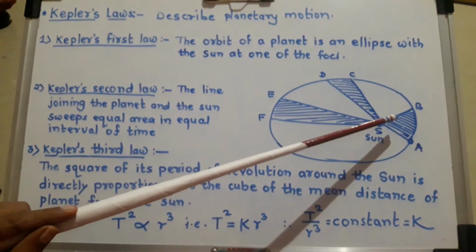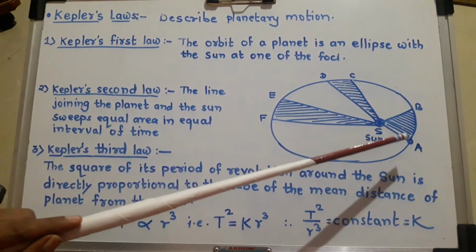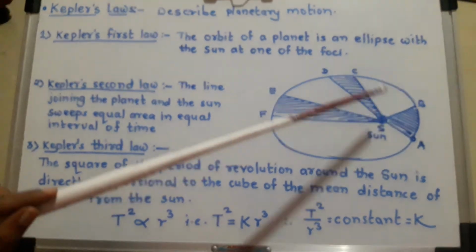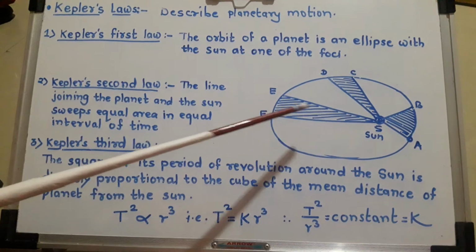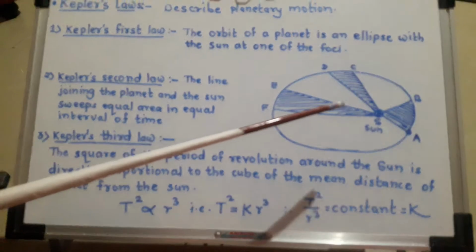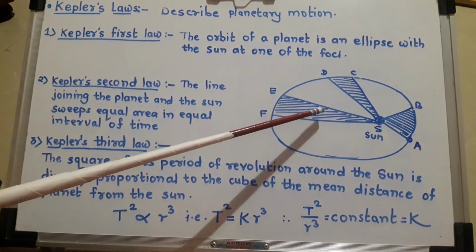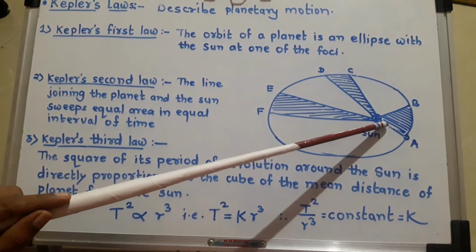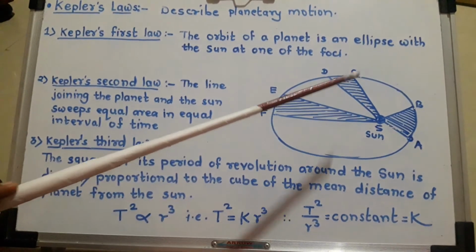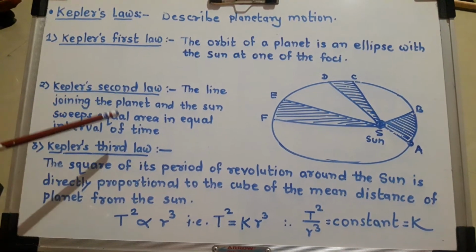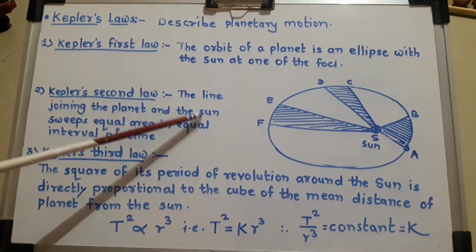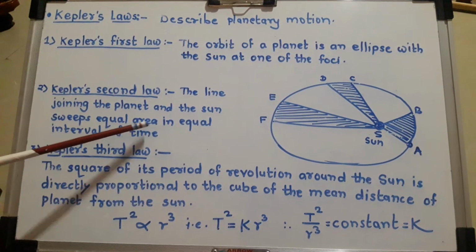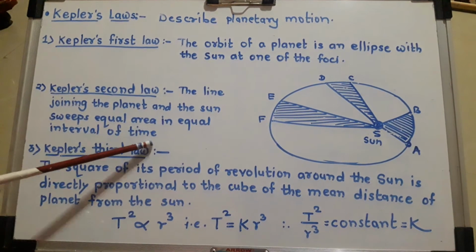So that is area SAB and area SCD and also area SEF. These areas are equal. These are the areas which are swept by this line in equal intervals of time. So this is the second law: the line joining the planet and the sun sweeps equal area in equal intervals of time.